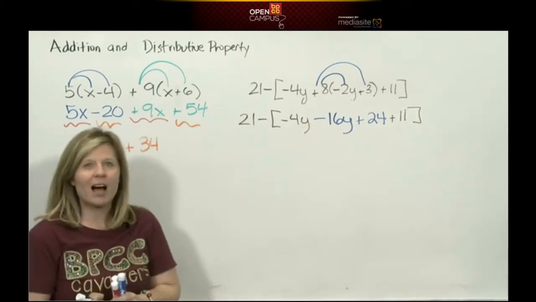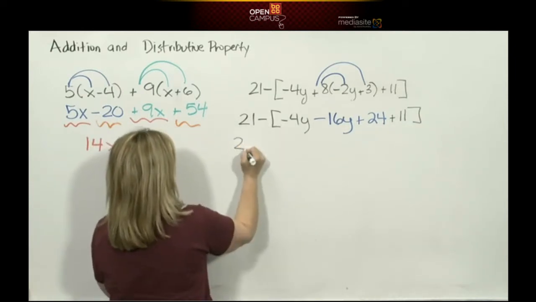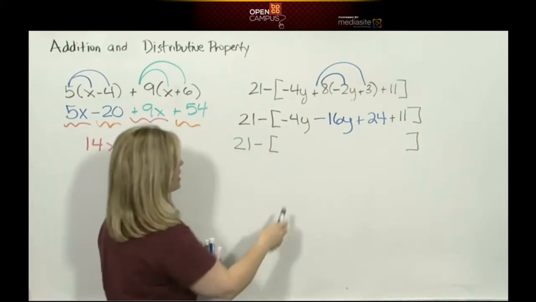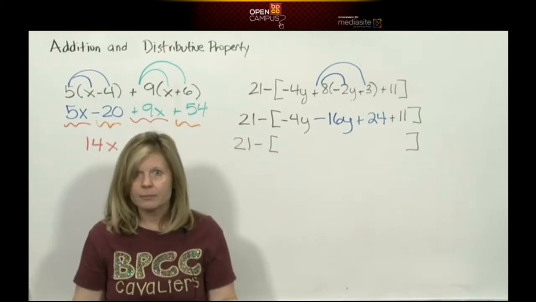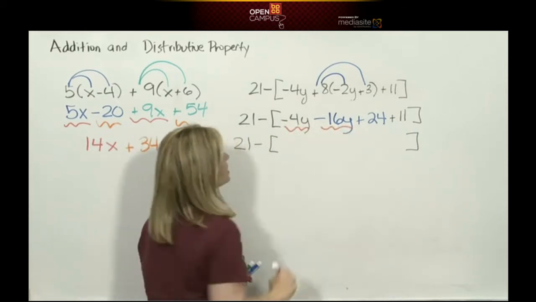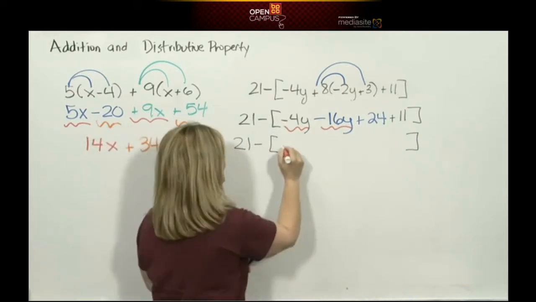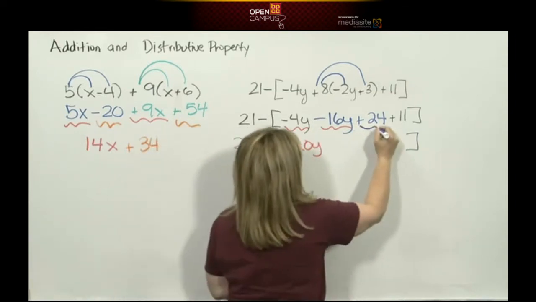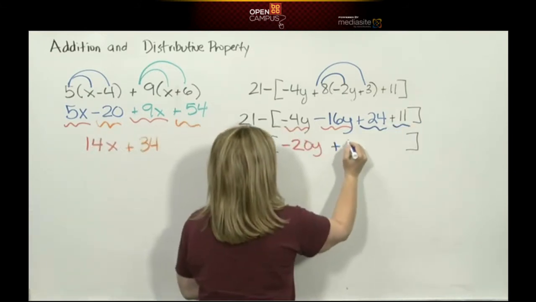Okay? If we follow order of operations, we're supposed to work inside first. So we're going to leave this 21 minus bracket. We're going to work inside the bracket. Inside the bracket, there are 1, 2, 3, 4 terms. Are any of them alike? Yes. So let's put them all together. A negative 4y and a negative 16y are alike. Let's put them together. They're both negative, so we know to add, and it stays negative, negative 20y. Our constants are 24 plus 11. They're both positive, so we're going to add, and that would give us positive 35.